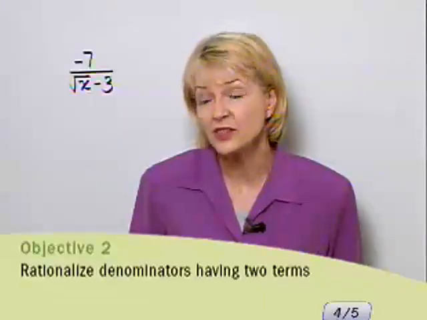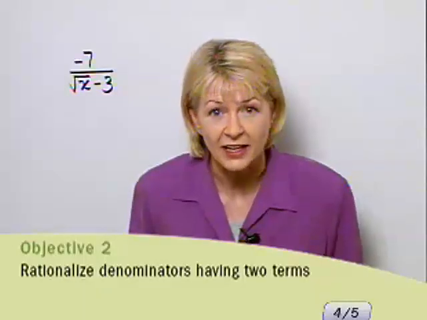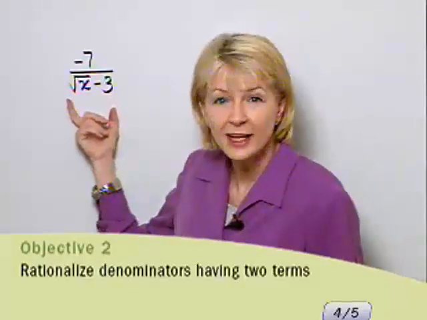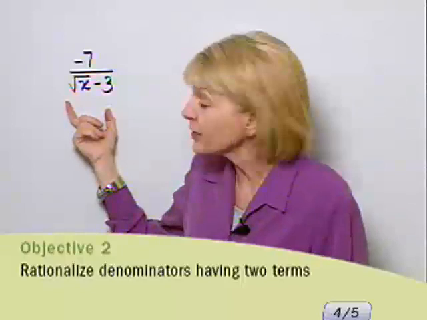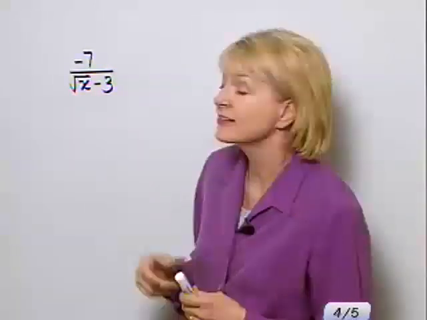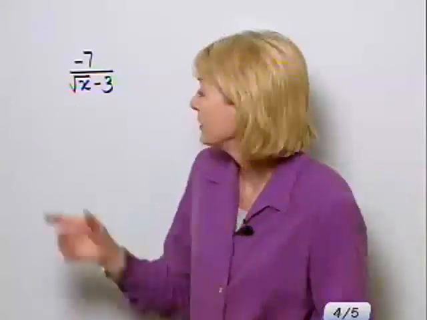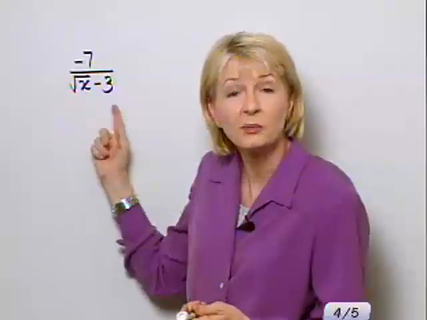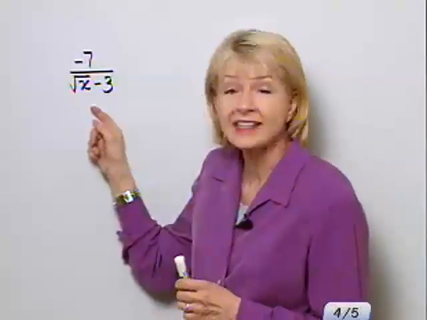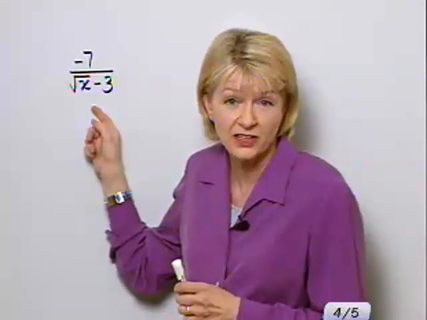Let's now continue rationalizing the denominator, but let's now look at an example where the denominator contains what I'll call more than one term, in this case 2 terms. Now the expressions we looked at before, the denominator contained a single radical. This does contain a single radical, but we do have 2 terms here. How do we rationalize the denominator of this expression?